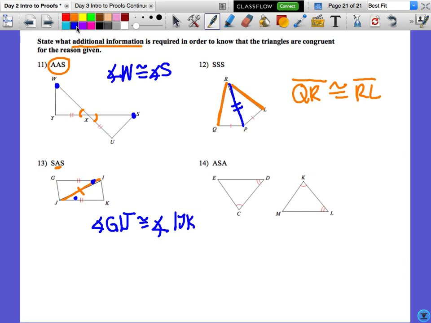For the last one, we need angle, side, angle, so we're missing this side in between the two marked angles. So DC would have to be congruent to KL.